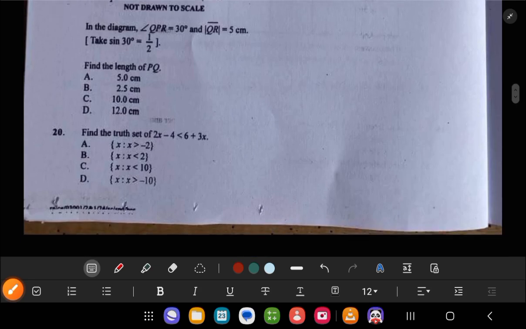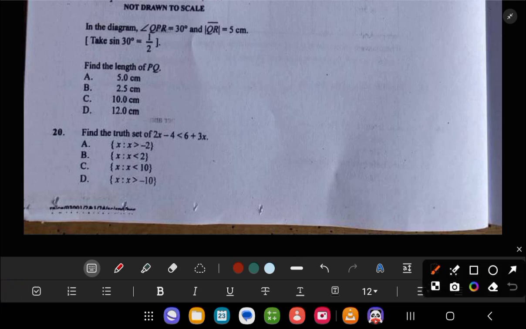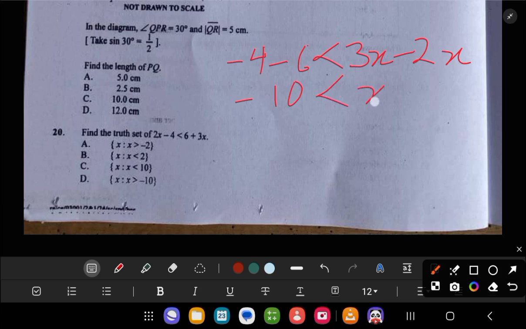Question 20, this linear inequality. I'll group like terms right away. I'll move all my x to my right side. So minus 4, minus 6, less than 3x minus 2x. So I'm going to have minus 10 here, less than x.